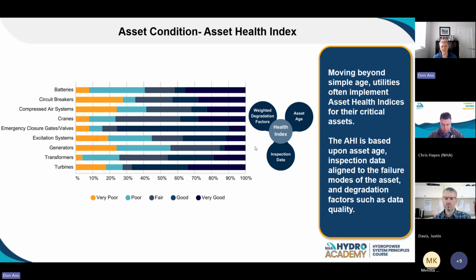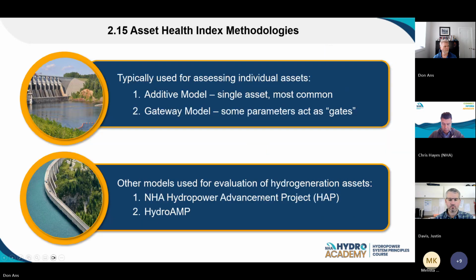So I'm going to go through some of the methodology on how this works. You can see how the health index includes the asset age, inspection data, and typically some degradation factors. This is where people would weight the various measurements in order to determine how the actual asset health index would be calculated for each asset class. The types that they would have would be like an additive model, which is the single asset and most common.